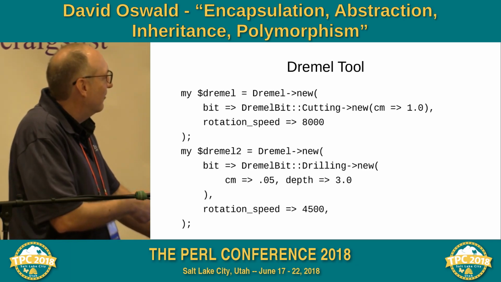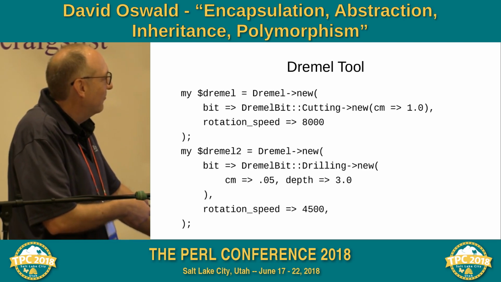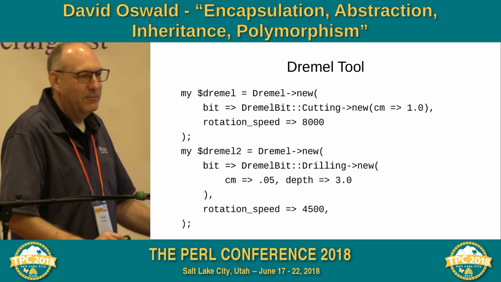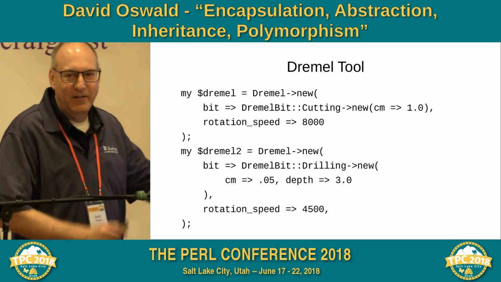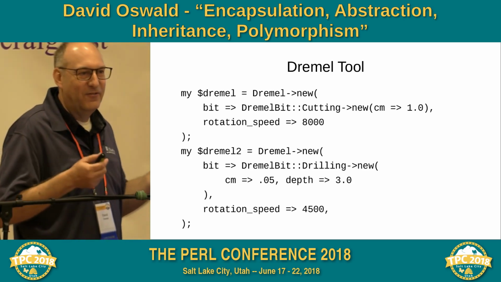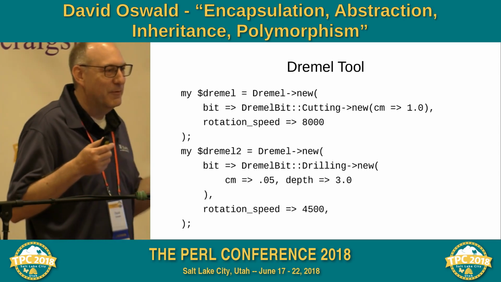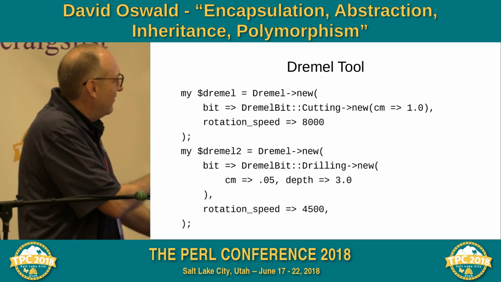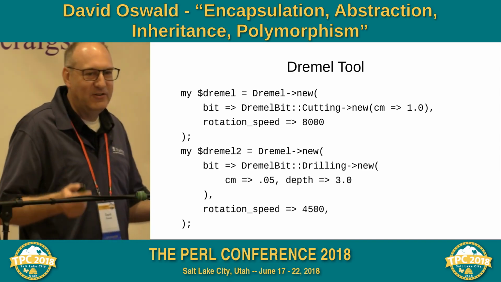And we're going to set our Dremel tool to a rotation speed of 8,000. Here's another Dremel tool. We're going to new up another Dremel tool. This one has a Dremel bit of subtype drilling, and this one has a diameter of 0.05 and a depth of 0.3, and a rotation speed of 4,500. When we go to use these, we both use them the same way. We hold the tool in our left or right hand, depending on which version of abstraction, which version of human we are, and we're going to spin it at the speed that it was started up at there, 4,500 or 8,000, and we're going to use the tool.